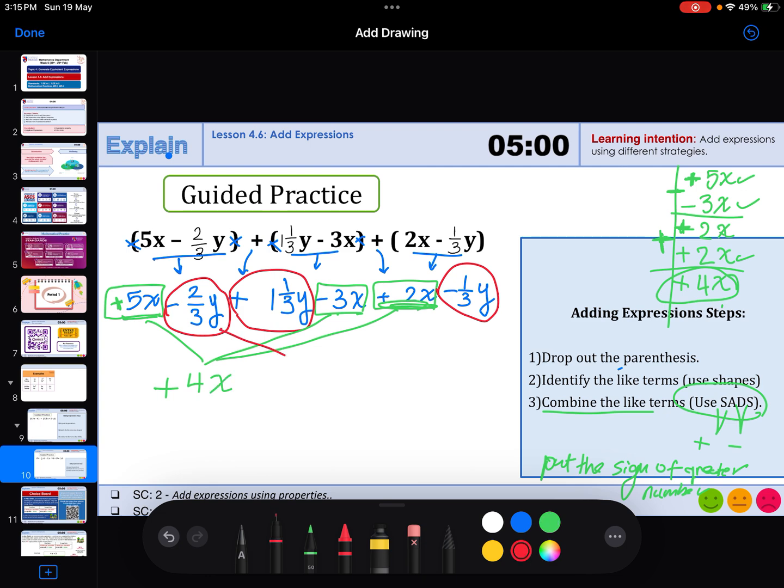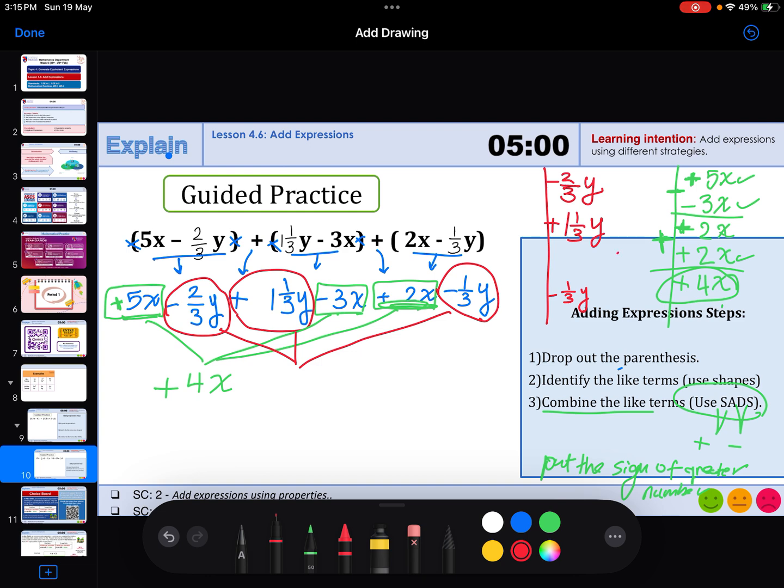Now let's add the other three terms, the y terms. What are they? We have negative 2 over 3y, and I'll take the second one, positive 1 and 1 over 3y. Of course, the last one I need to also combine with it, but later, okay? So I'll just write it down here, negative 1 over 3y.